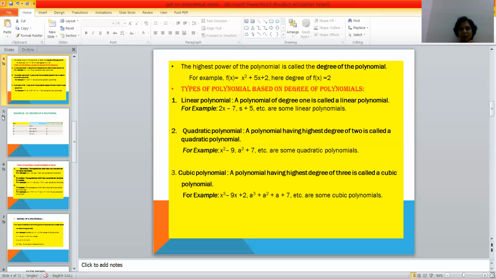Cubic polynomial. A polynomial having highest degree of 3 is called a cubic polynomial. For example, x cube minus 9x plus 2. Here, the highest power of the variable x is 3. Therefore, it is a cubic polynomial. a cube plus a square plus a plus 7. Here, the highest power of variable a is 3. Therefore, it is also a cubic polynomial.